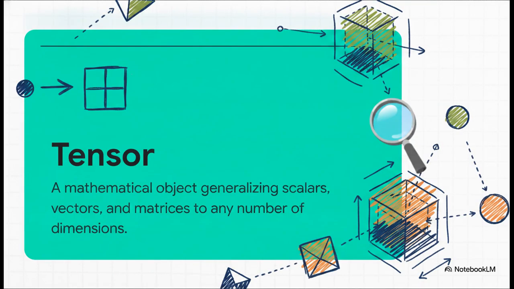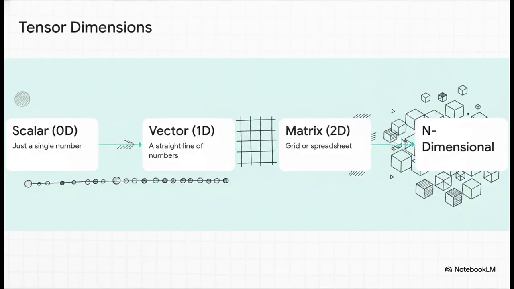At its most basic level, a tensor is just a mathematical object that generalizes things you already know about, scalars, vectors, and matrices, to literally any number of dimensions. The main takeaway here? Just think of it as a massive, flexible container for your data, one that can scale up endlessly in structural complexity across multiple ranks and axes. Let's watch how this actually builds.